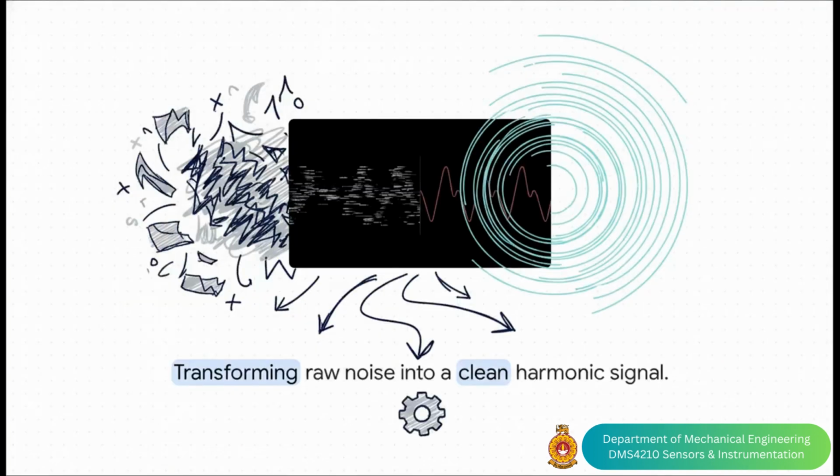Just look at the stark contrast here. On the left side, we've got this raw, chaotic data. It's jumping all over the place, it's packed with interference, and honestly, it's essentially useless to a computer. But then on the right, you see this clean, harmonic, perfectly usable signal. Transforming that absolute mess into perfection is exactly what signal conditioning does.